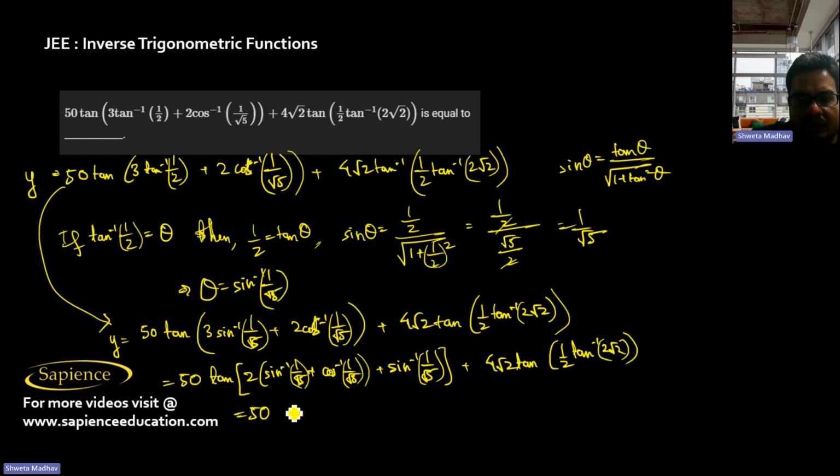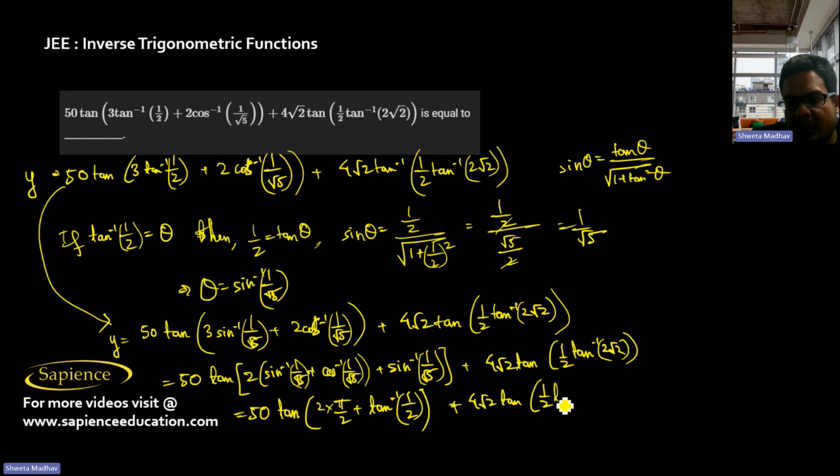This will be 50 into tan of (2 into pi by 2 plus sine inverse 1 by root 5). Again we can write it as tan inverse of 1 by 2 also. So plus 4 root 2 into tan of 1 by 2 tan inverse of 2 root 2. Now this 2 and 2 will cancel out. So now we know that tan of pi plus theta is the same as tan theta, since it is in the third quadrant.